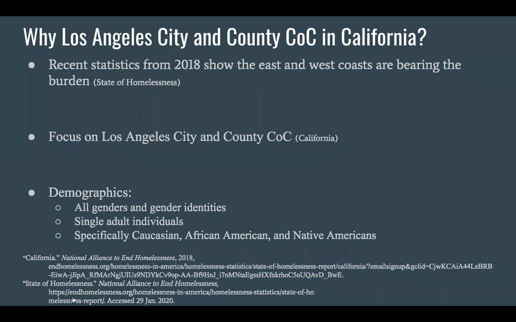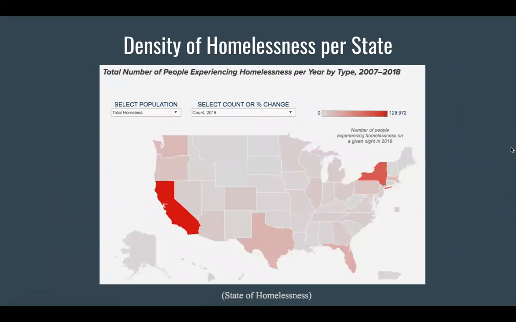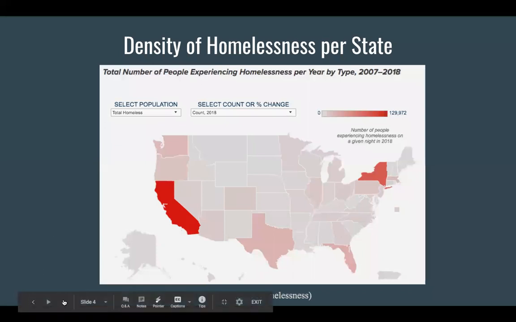So I'm going to show you guys a graph on the next slide for the density of homelessness per state. This is a graph outlining between 2007 and 2018 how many people were experiencing homelessness on any given night. And as you can see, the dark red is the higher amount of people experiencing homelessness versus the light white. So California, as you can see, has a far greater density in homelessness compared to any other state across the US. And then I will pass it off to Aaron, and he will talk more about the problem.